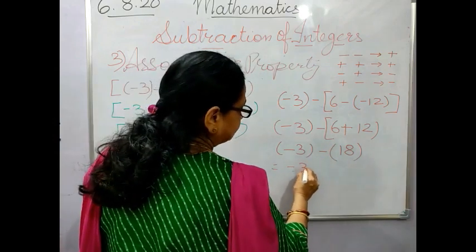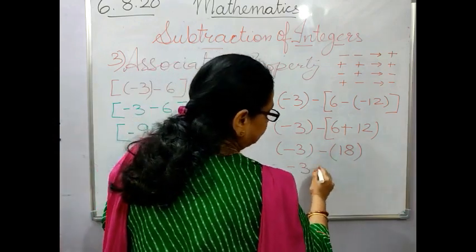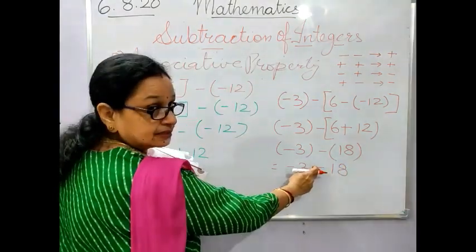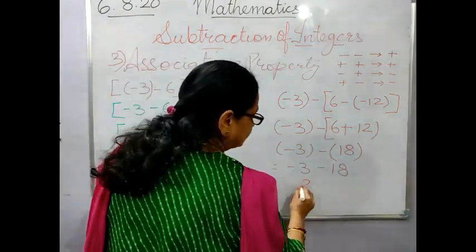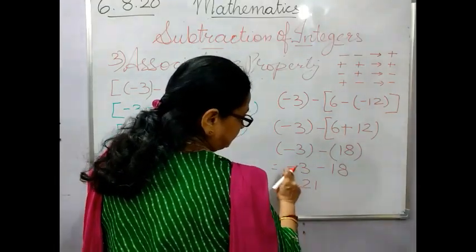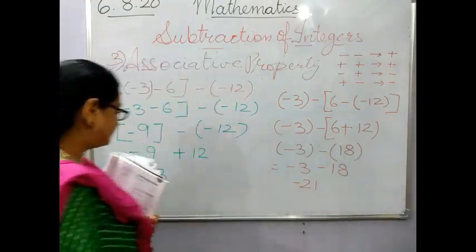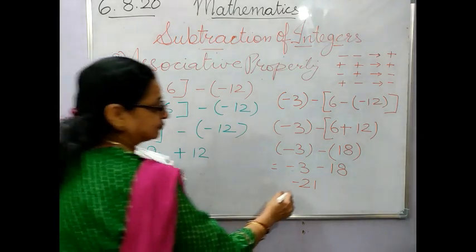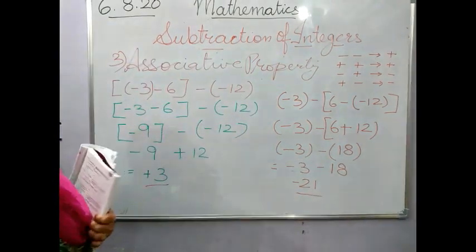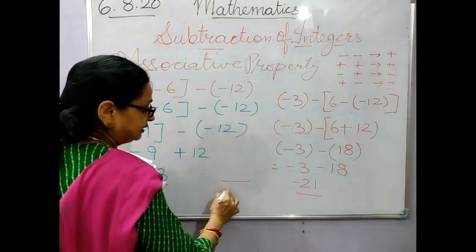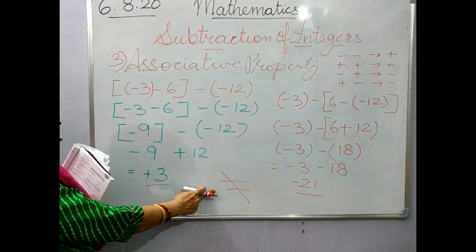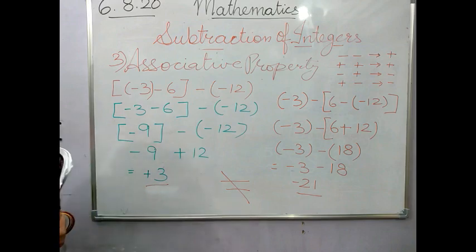Open the brackets, minus plus minus. Since both the signs are minus, we will add them, so it is 21. Put the sign minus. Now see here it is plus 3, here it is minus 21. That means they are not commutative, they do not show it. This is not equal. Hope this is clear.